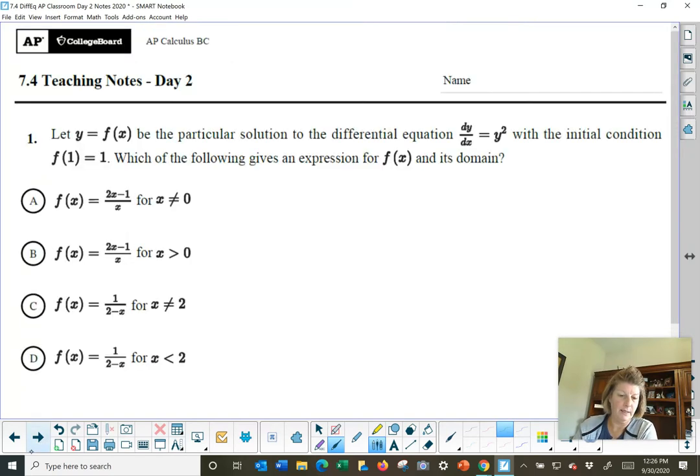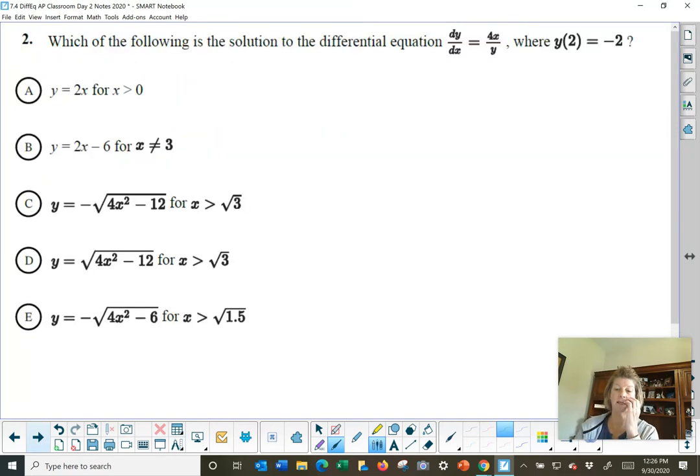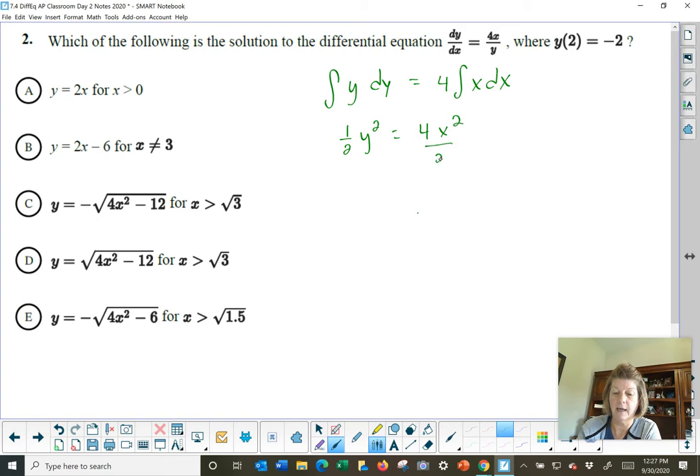Example number 2, and I just remembered, I think I've got separate ones here. Which of the following is the solution? And here we're seeing all this domain stuff again. Let's separate our differential equation. I tend to leave the coefficient over on the right side because I know I'm going to be solving for y. So I think it's a little faster to not bring the 4 over and just leave it on the right side with the x.